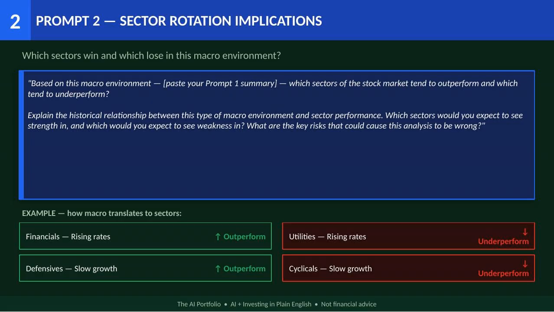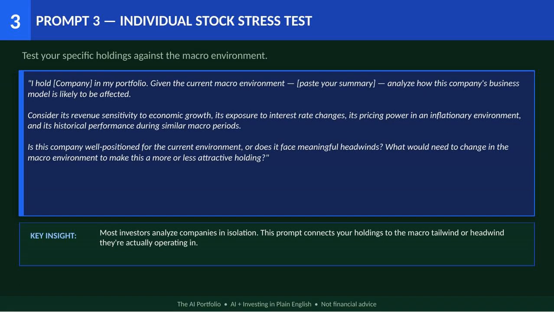Different economic environments favor different sectors. Rising rates hurt growth stocks and favor financials. Slowing growth hurts cyclicals and favors defensives. This prompt makes those connections explicit.